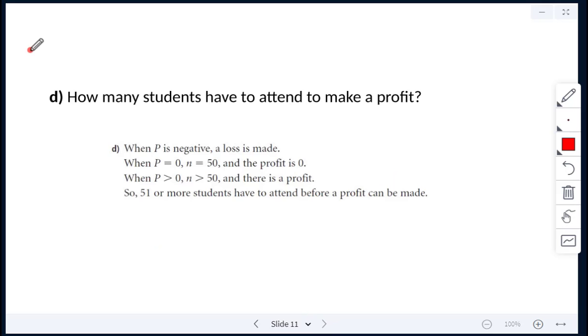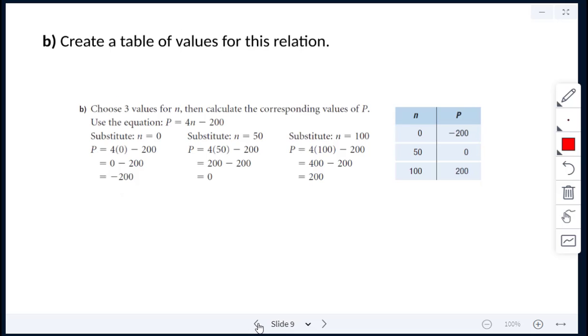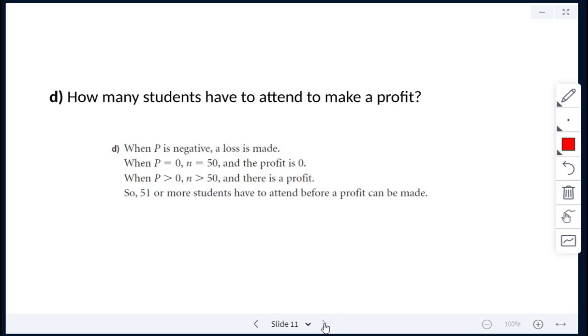How many students have to attend to make a profit? So if we go back here to our values, we saw that if 0 people attend, we're actually in the negative value for profit. If 50 people attend, our profit was 0, right? So we have to have at least more than 50 people attend. So here, profit is greater than 0 when the number of people is greater than 50. All right, so at least 51 or more students have to attend before a profit can be made.